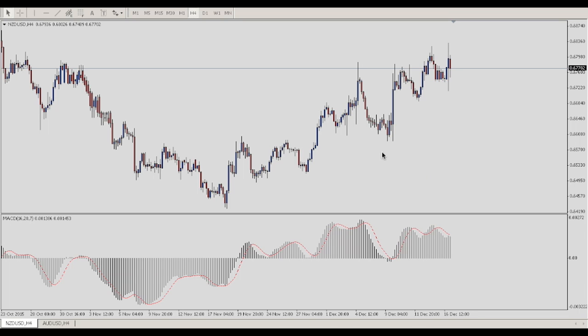Other than that, that's it for MACD. If you use it with other indicators such as RSI, chart patterns, trendline analysis, Fibonacci, MACD can prove to be a fairly good indicator.